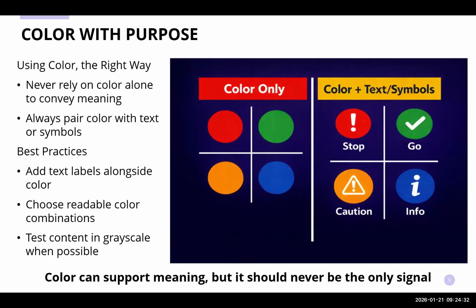So here is the major takeaway for color. It can guide attention, make your content visually appealing and support meaning, but it should never be the only signal, and try to always pair it with text, symbols, or labels so that everyone can understand it clearly. Once you start thinking this way, your documents, slides, and communication will not only look better, they actually work better for everyone. Next slide, please.